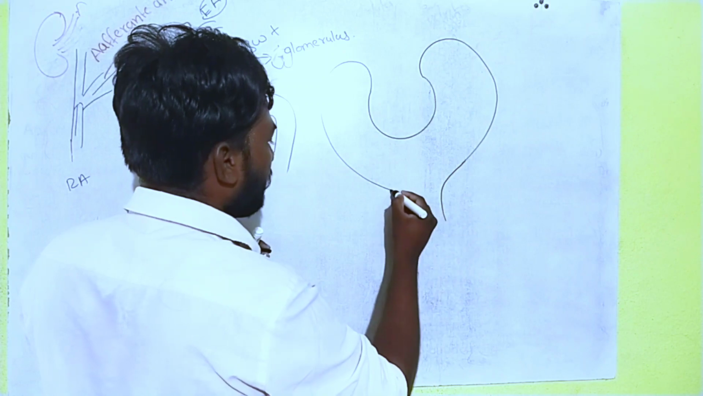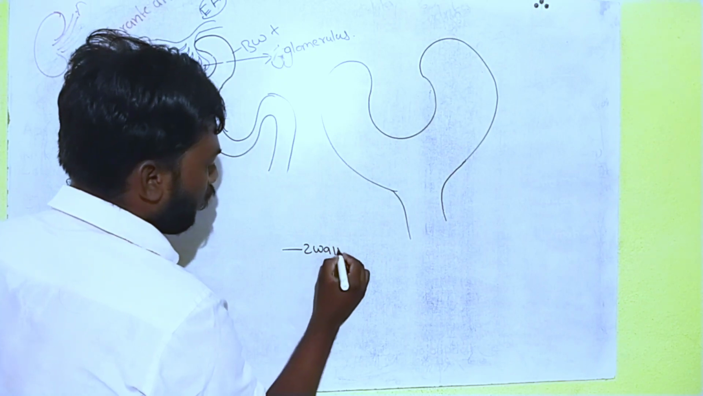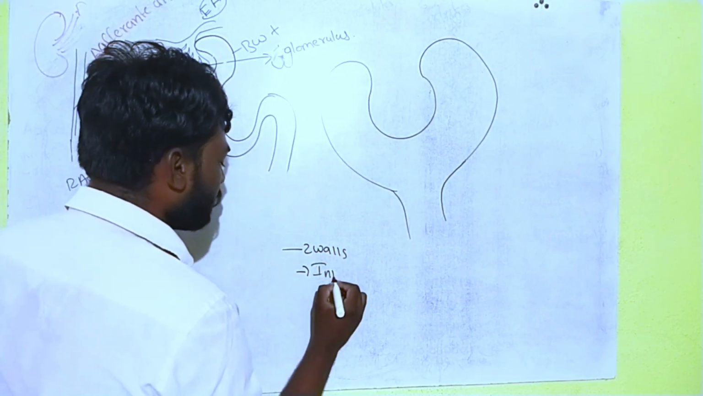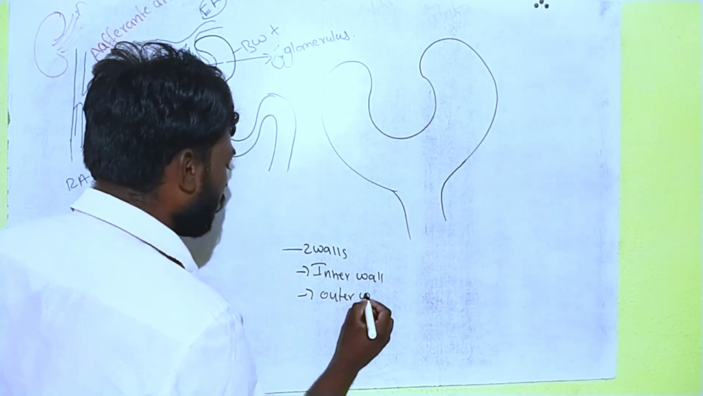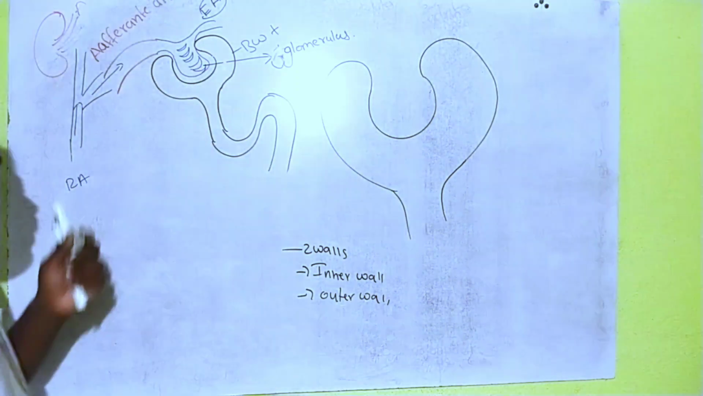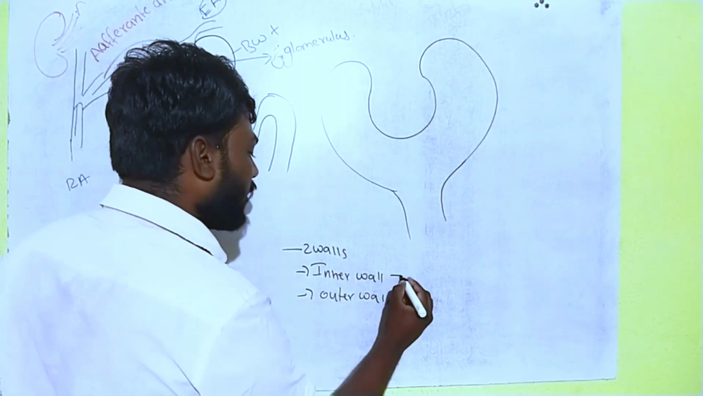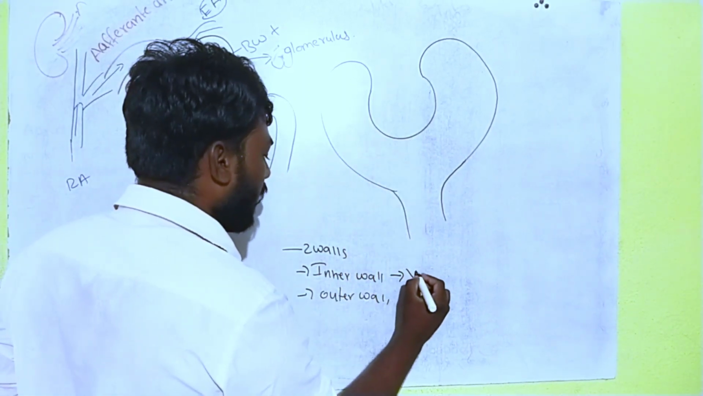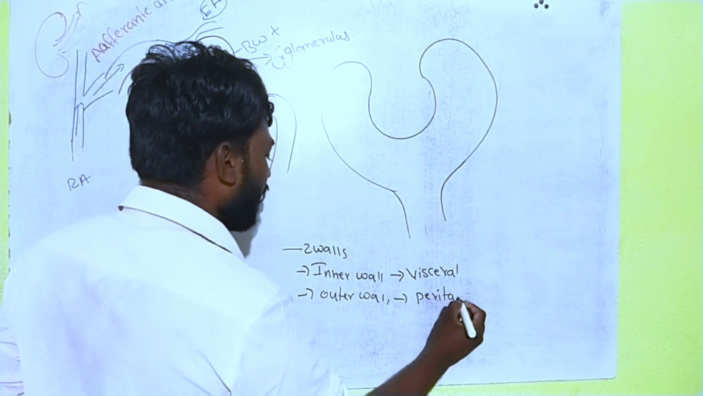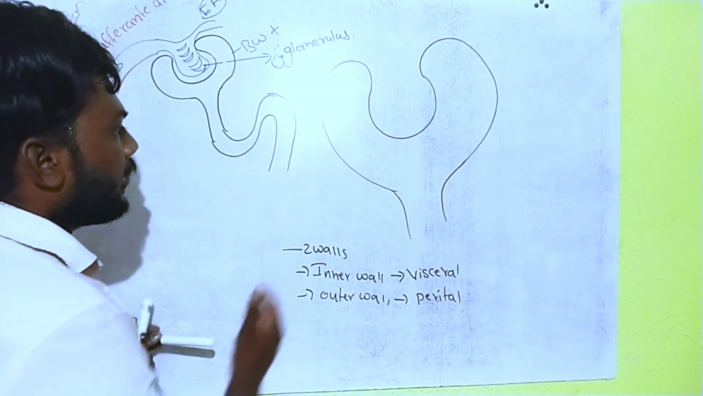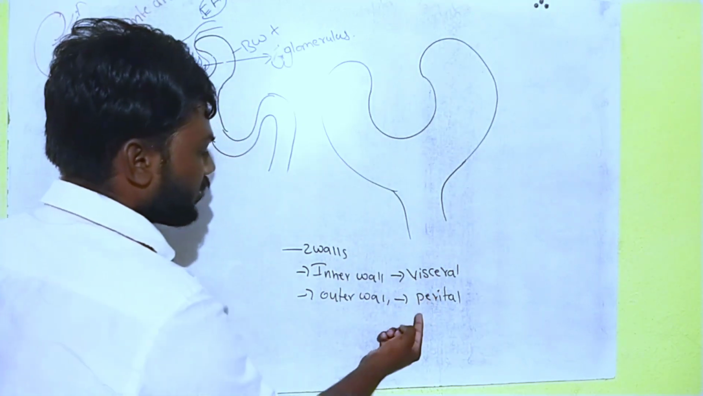This Bowman's capsule has two walls: one is the inner wall, one is the outer wall. The inner wall we call the visceral wall. The outer wall we call the parietal wall. Okay, so here two walls are there. The inner wall is lined with visceral cells, the outer wall lined with parietal cells. Let us draw the visceral wall and parietal wall.